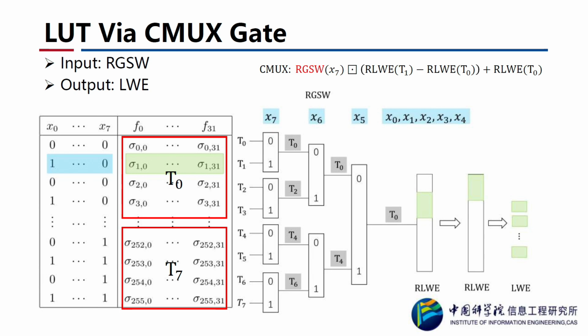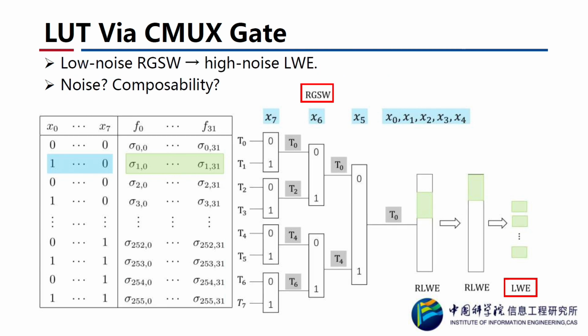For example, in the first CMux gate, if x7 is 0, then the first CMux gate will output RLWE T0 instead of RLWE T1. And in the fourth CMux gate, it will output RLWE T6 instead of RLWE T7. After performing such a CMux tree, we can find the block that contains the correct answer. And then we can use x0 to x4 to blind rotate the correct answer into the first 32 terms of the plaintext polynomial. And then finally, we can extract them into 32 LWE ciphertexts.